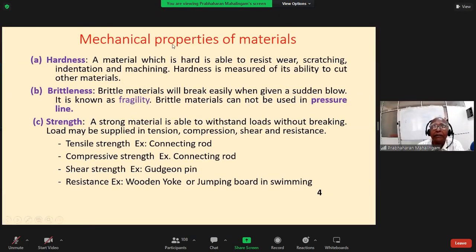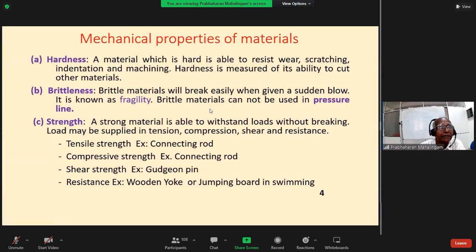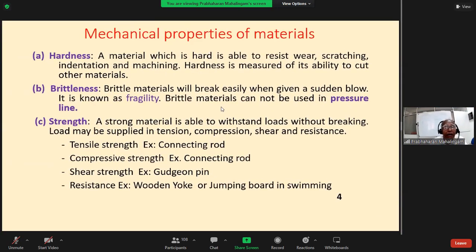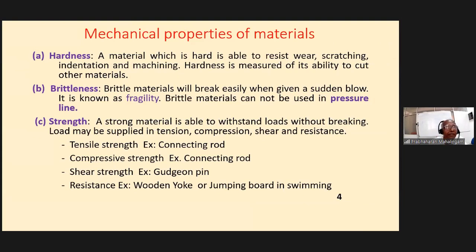Mechanical properties of material: hardness. A material which is hard is able to resist wear, scratching, indentation, and machining. Hardness is measured by its ability to cut other materials.